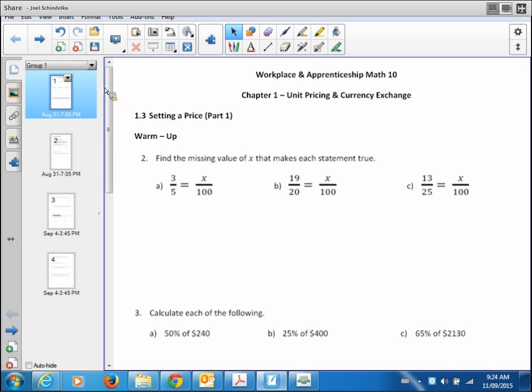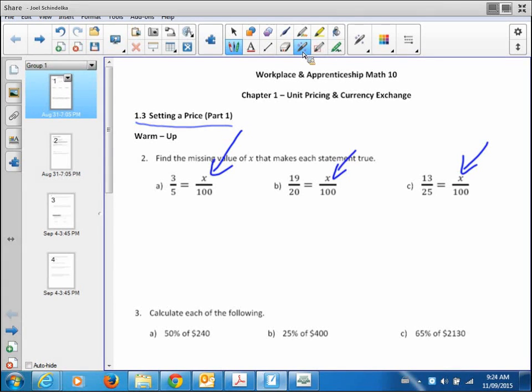So now I don't have any students in front of me, so I will be going faster because I'm not interacting with students. That means if you're watching, pause and take time to do the work and then continue on and check your examples. This is section 1.3, setting up a price. And for warm-up, make sure you can solve anything like this.